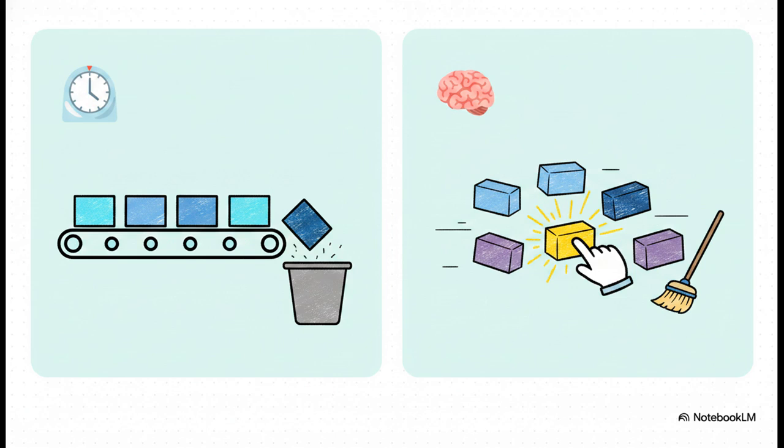LRU stands for least recently used. Instead of looking at when the page was loaded, LRU looks backward in time to see when the page was last touched. It kicks out the page that hasn't been used for the longest period of time. Now, LRU is significantly smarter, for sure, but it's way harder to implement because the hardware actually has to maintain a clock or a stack to track every single page reference in real time.